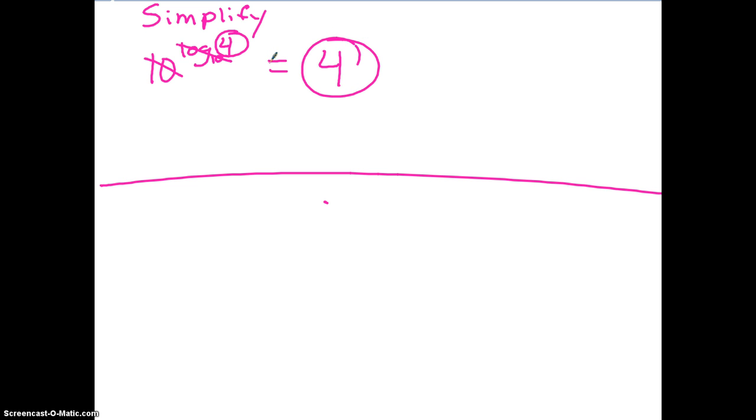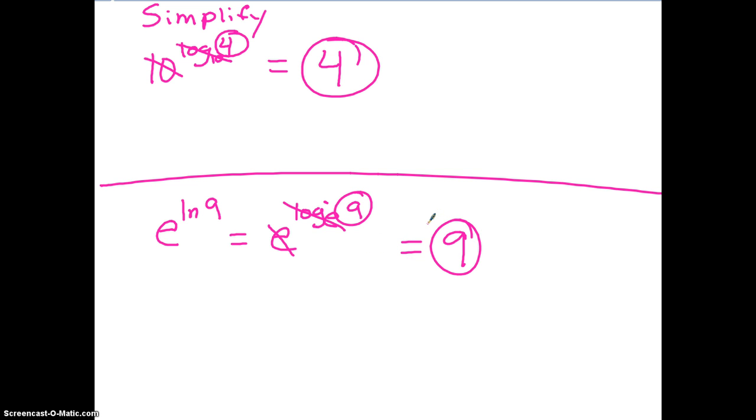Now, I encourage you to pause the video and try the next one out yourself and see if you can get the same answer as me. Okay, so try this on your own. Now, I'm going to rewrite the natural log as log base e of 9. And notice I have base e here. Okay, I can do that. Essentially, they cancel out. What am I left with? My answer is 9.